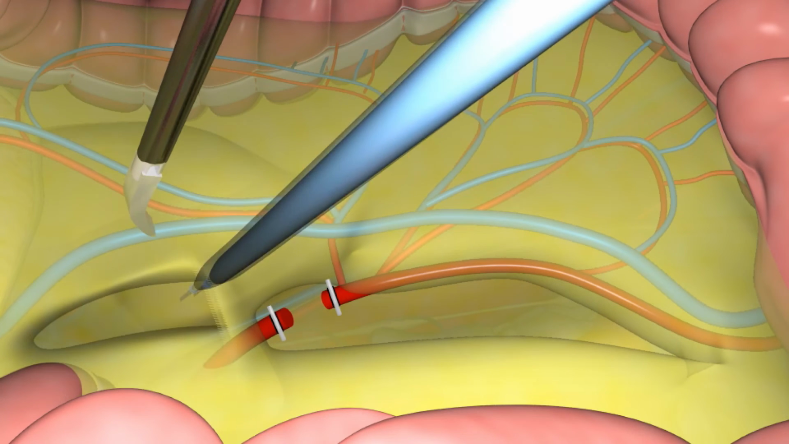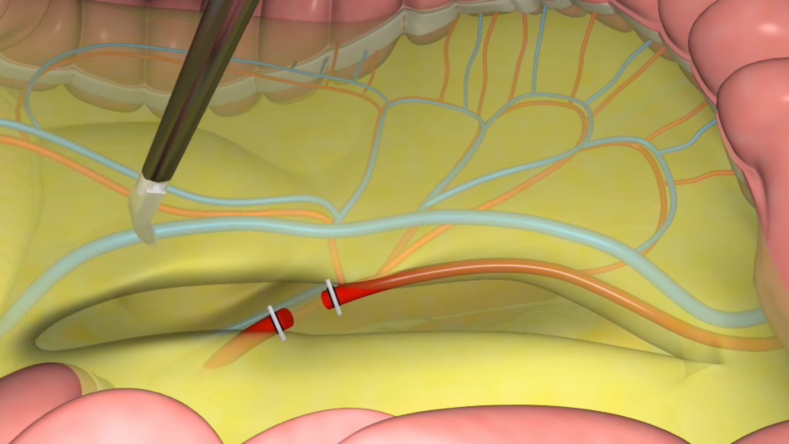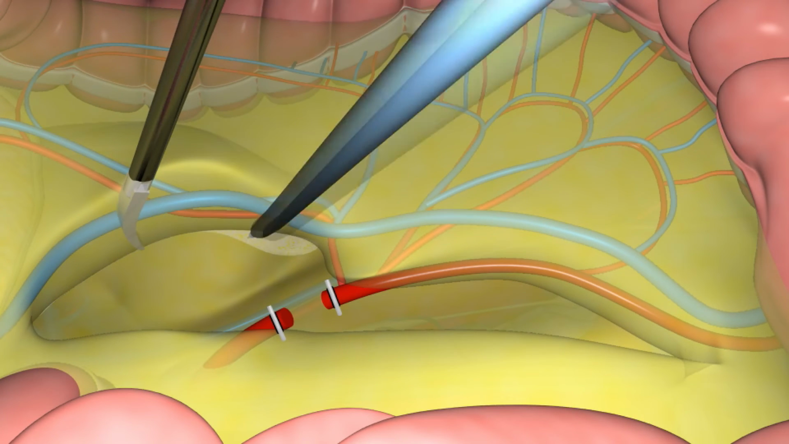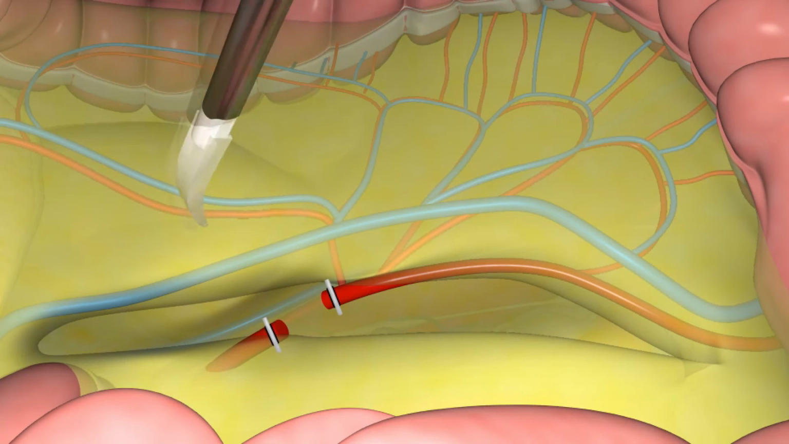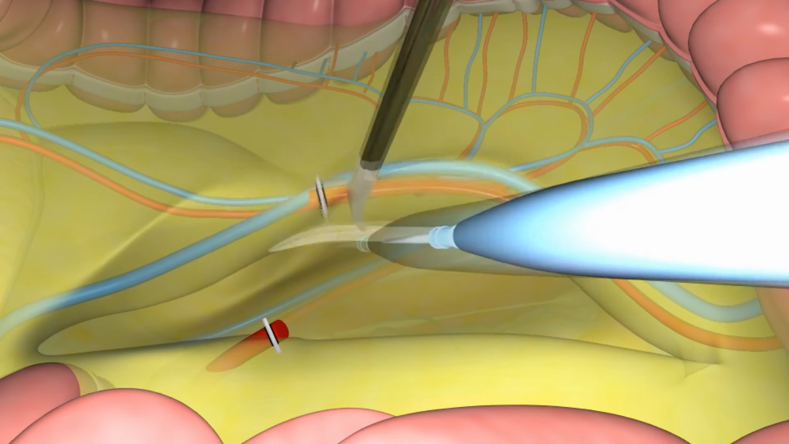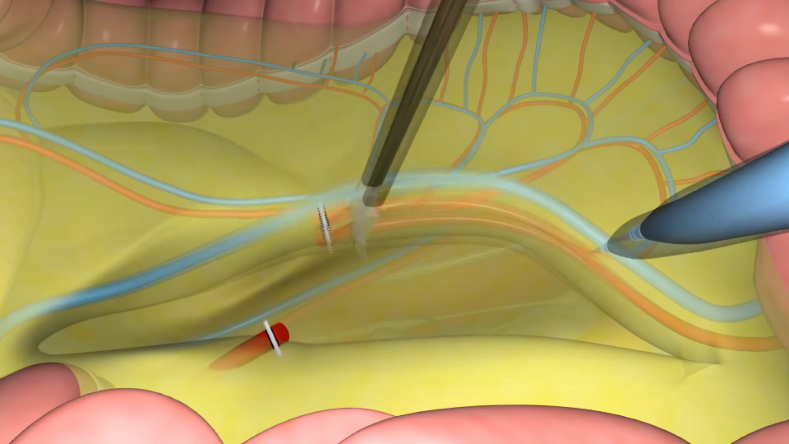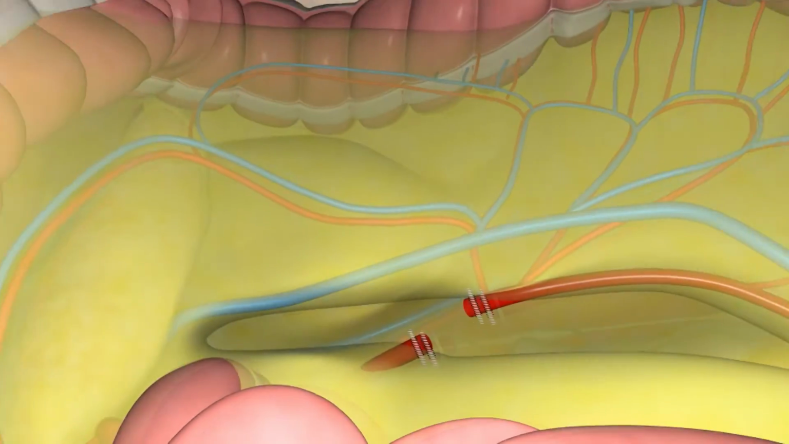Dissection performed close to the artery also minimizes the risk of ureteral injury during the ligation of the inferior mesenteric artery. Then the inferior mesenteric artery is divided at 1 to 2 cm distal to the origin from the aorta, before the takeoff of the left colic artery.